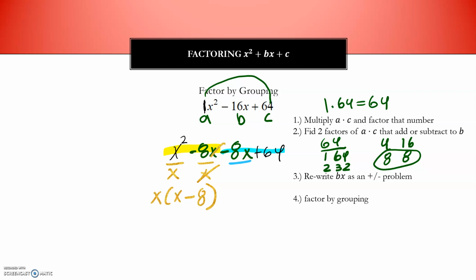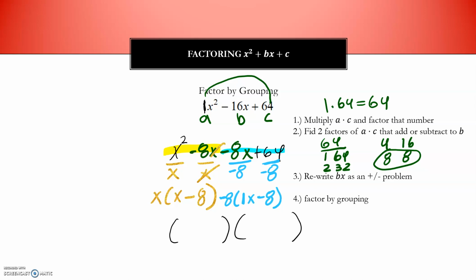For negative 8x and 64, I'm going to take out the negative because I want to make that first term positive. They both share an 8, but nothing else. Negative 8. Negative 8x divided by negative 8 is positive x, plus 64 divided by negative 8 is negative 8. And you can just turn that into minus 8 if you like. So then after that, I can see that the two parentheses match: x minus 8, x minus 8. So I'm done. I have something I can write as a FOIL.